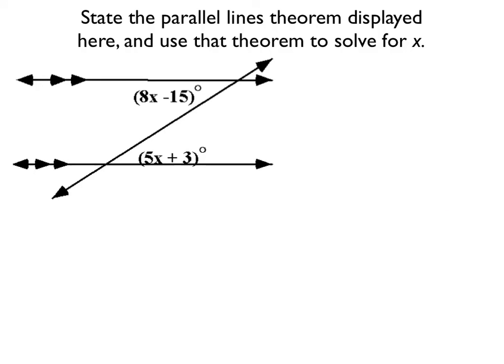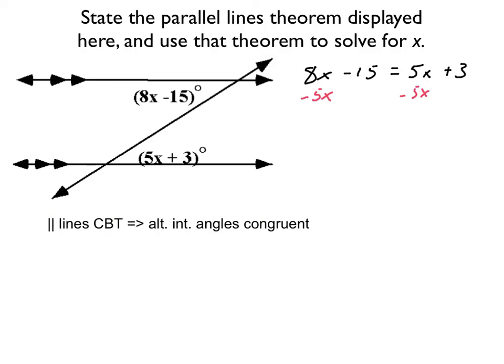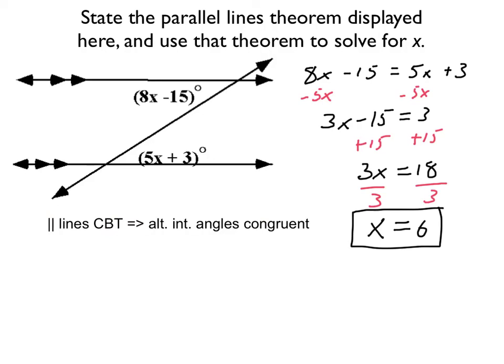Alright, we've got two more examples. Again, pause the video, give this one a try. I hope you said we had alternate interior angles, which if we have parallel lines, means they are congruent. And so we'll set the two angles equal to each other. Nice. Alright, one more.